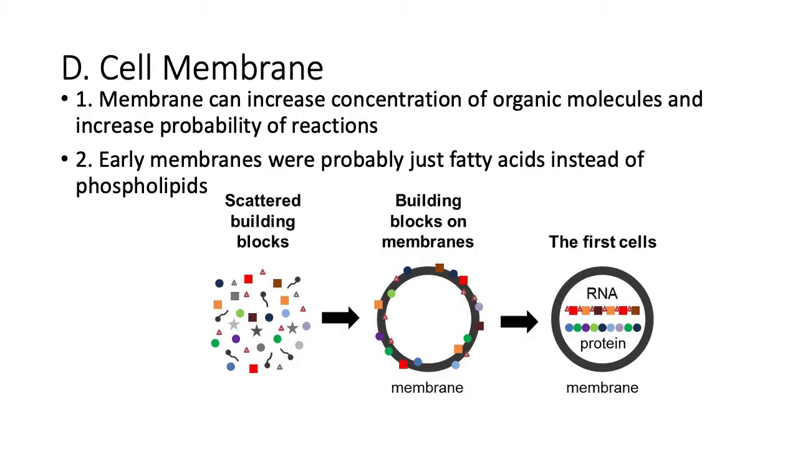Okay, and then finally, a cell membrane had to evolve. When you have a cell membrane, you have a boundary between the environment and the organism, and this membrane can help increase concentration of those organic molecules inside an organism and thus increase the probability of a reaction occurring. Early membranes were probably just fatty acids instead of phospholipids.